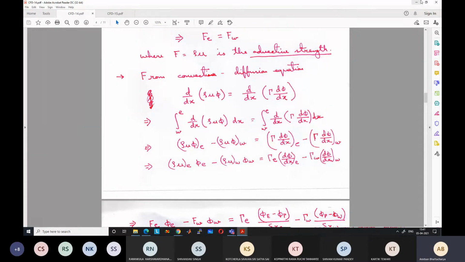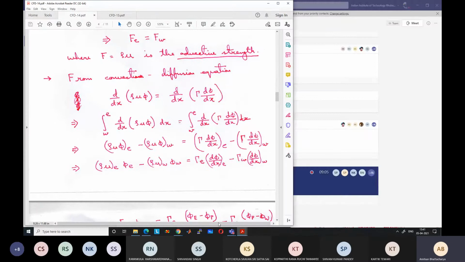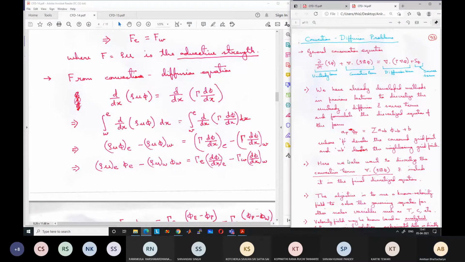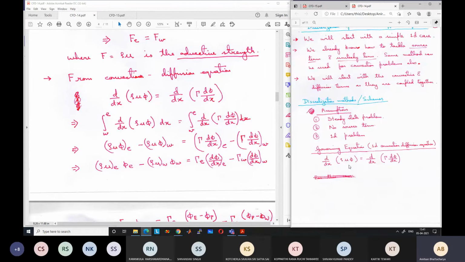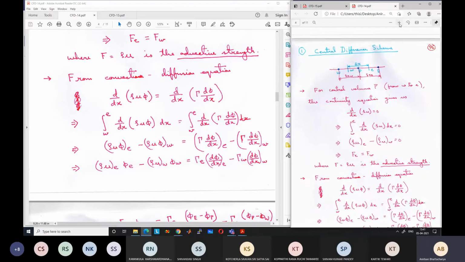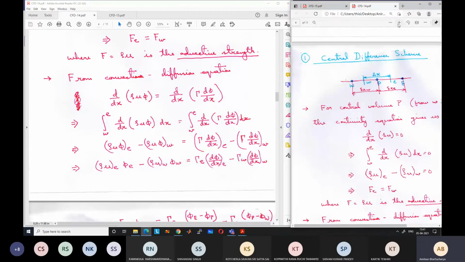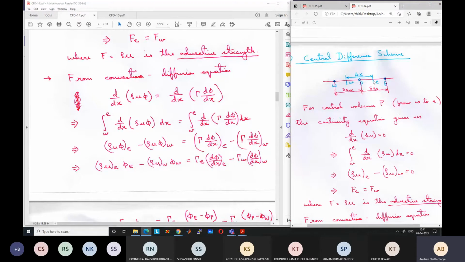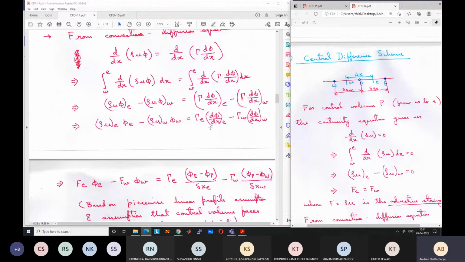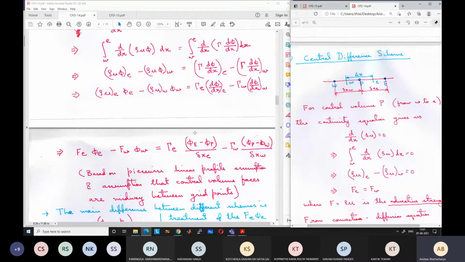Let me just reduce this size and keep the diagram open in the other screen. Okay, we'll keep this diagram open. So gamma d phi/dx at east minus gamma d phi/dx at west. Okay, so which can be written as gamma at east into d phi/dx east minus gamma west d phi/dx west. And by assuming linear variation between the grid points, we can write the diffusion terms as gamma e by delta xe into phi capital E minus phi capital P minus gamma w by delta xw into phi capital P minus phi capital W. Just linear interpolation.